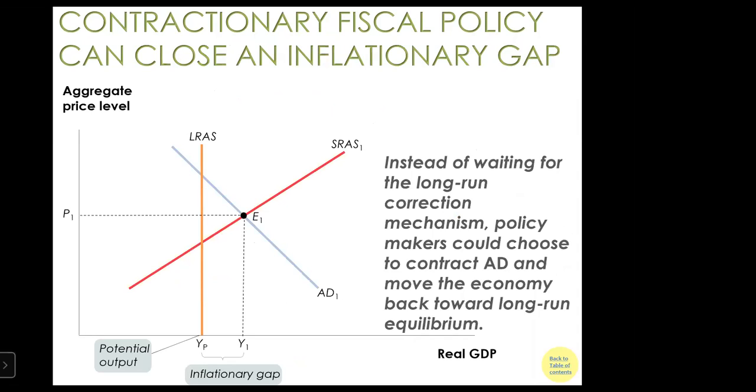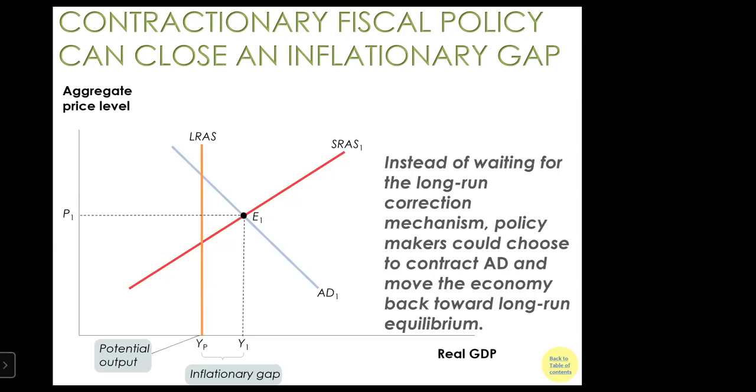Similarly, we can look at this diagram to understand how contractionary fiscal policy may help. Currently we are at E1. At E1, we are in the inflationary gap, so our output is above our potential. Given that we look at demand shocks, this is likely caused by a positive demand shock. Now, without government intervention, what is going to happen next?